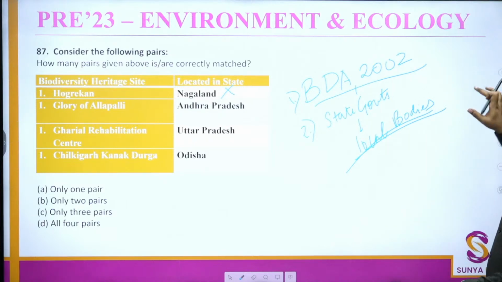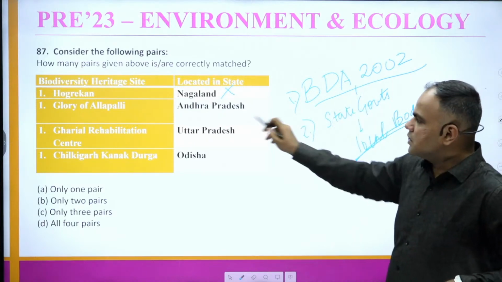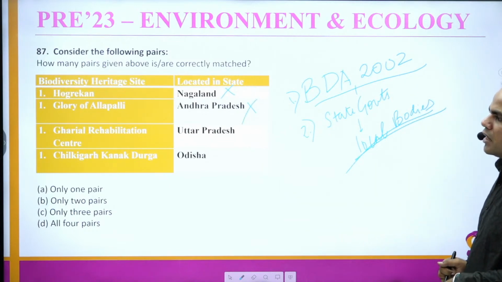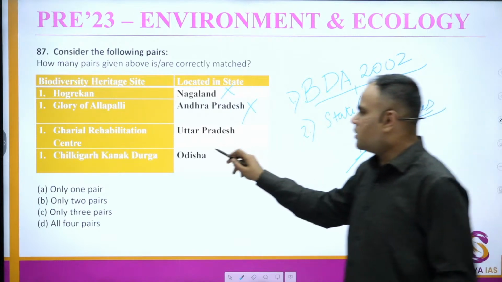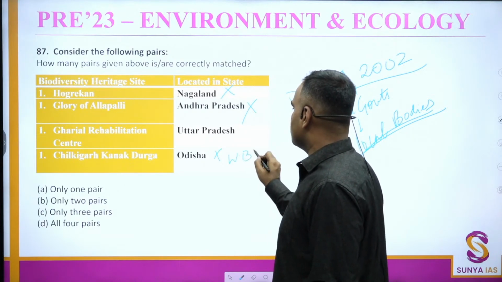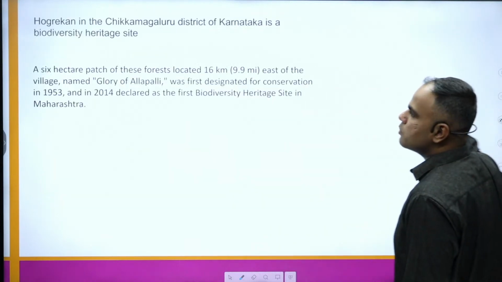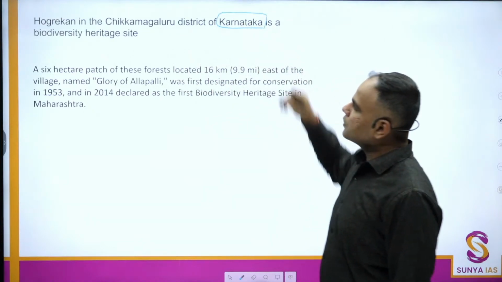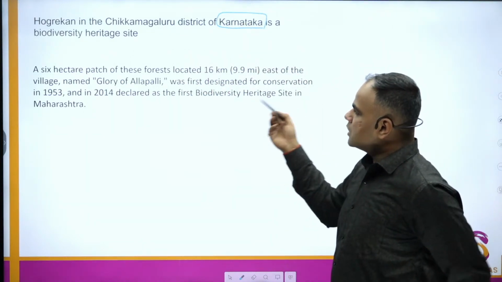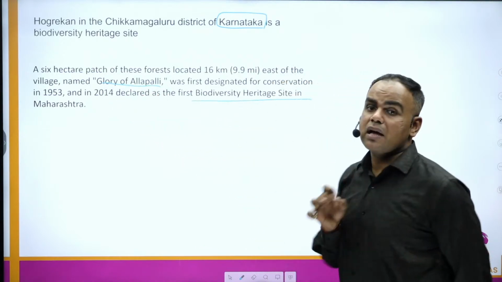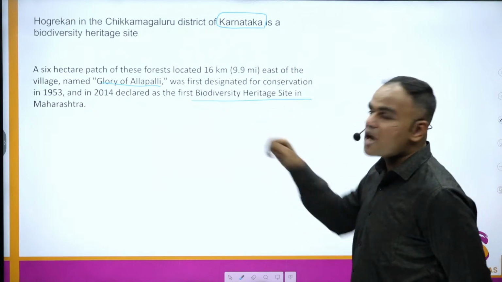Okay, glory of Allapalli is Maharashtra. This is also wrongly mentioned. Chikligad Kanak Durga is also not present in Odisha, but is present in West Bengal. Apart from this, I think I've also mentioned some of this. Yeah, Hogre Khan is actually present in Karnataka. Okay, and glory of Allapalli is also the first biodiversity heritage site of Maharashtra.